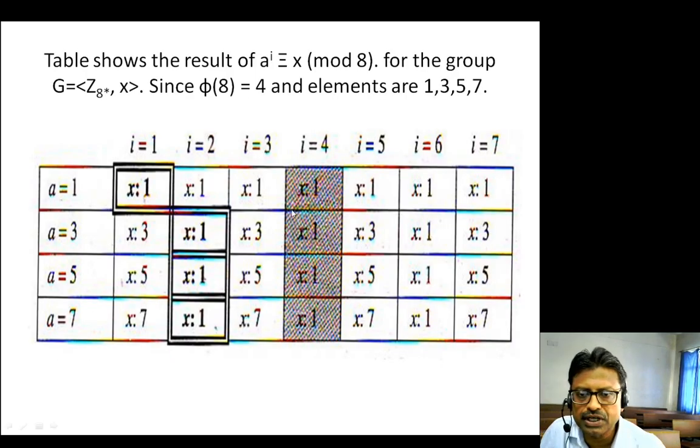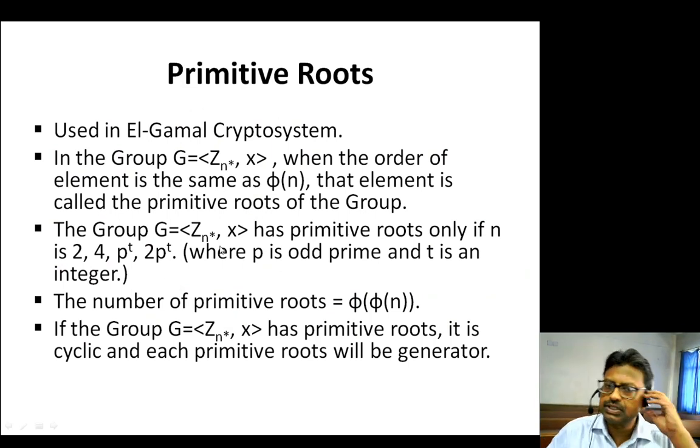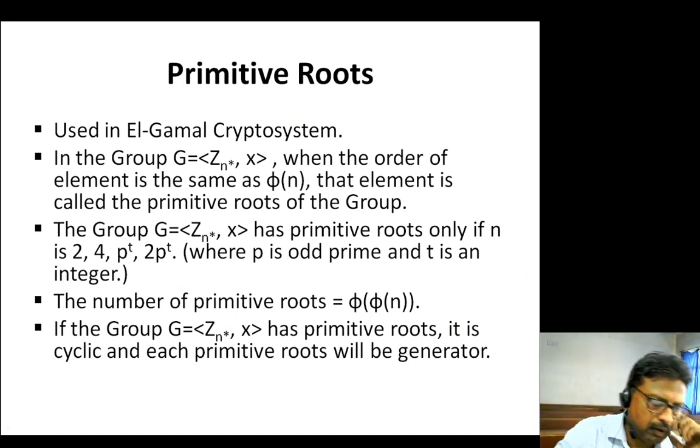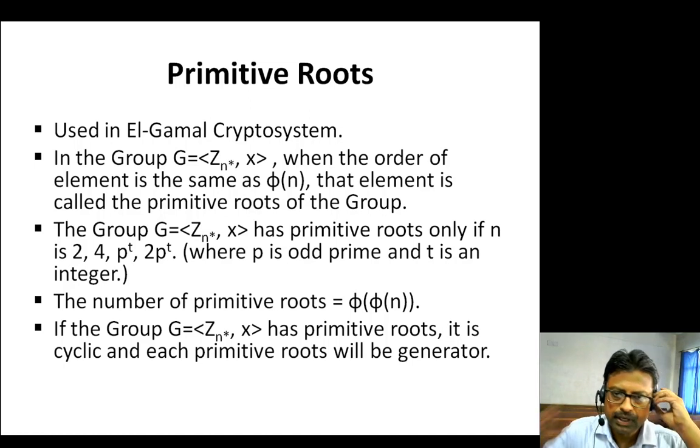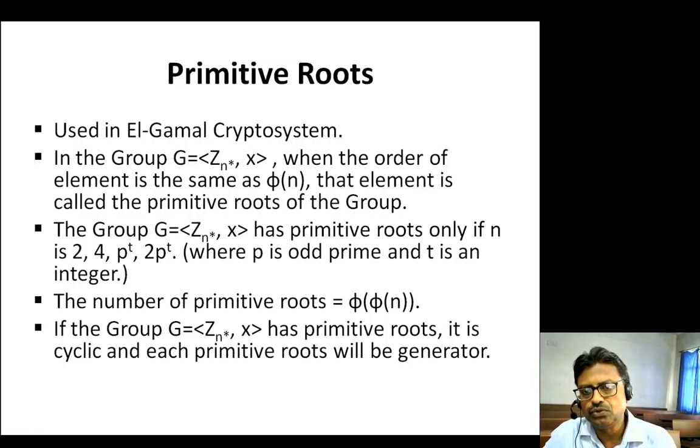Meaning thereby, in this case the order of the group is 4 and the order of all the elements is either 1 or 2. So it means this group does not have primitive roots. Primitive roots will be those elements whose order of element and order of group are both the same. If the two values are different, it will not be a primitive root. The element whose order is equal to the order of the group is called a primitive root.